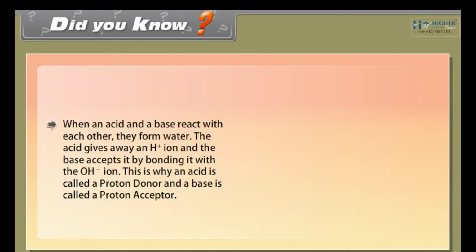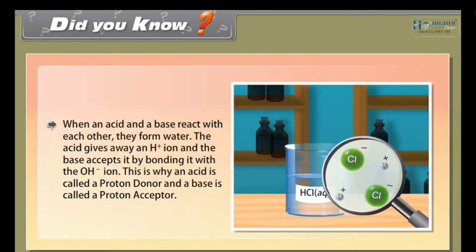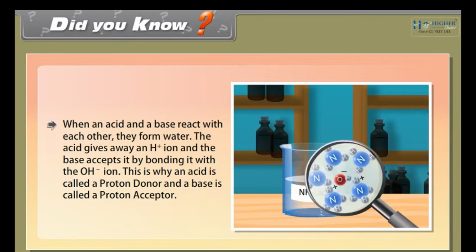Did you know? When an acid and a base react with each other, they form water. The acid gives away an H plus ion and the base accepts it by bonding it with the OH ion. This is why an acid is called a proton donor and a base is called a proton acceptor.